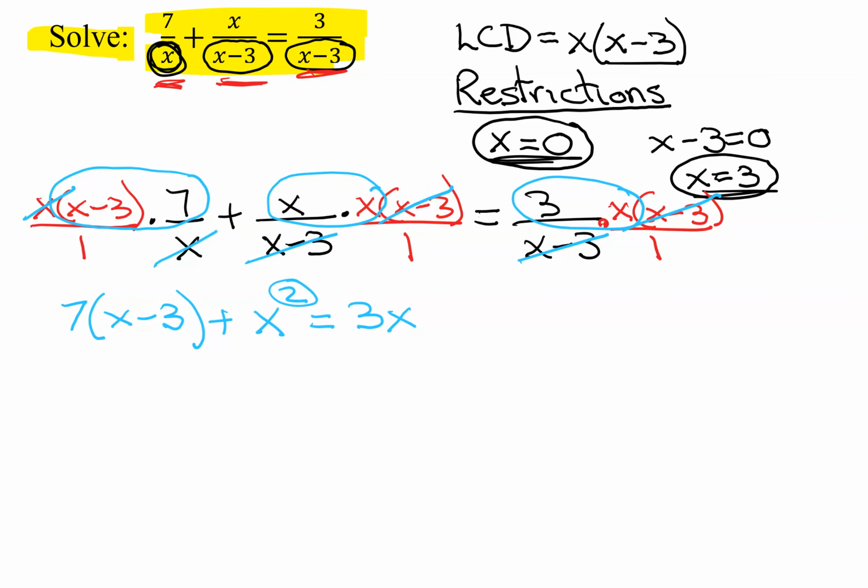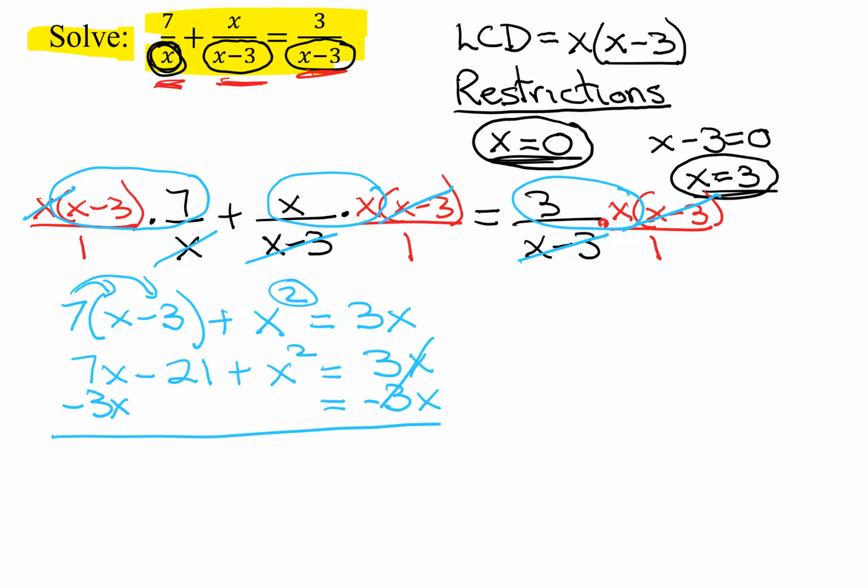So we need to clean it up. So I'm going to have to distribute in the 7. I get 7x minus 21 plus x squared equals 3x. I need to get 0 on one side because we want to factor this problem. So I'm going to subtract 3x from both sides. That will give me my 0 on the right-hand side. So 7x minus 3x is 4x minus 21 plus x squared equals 0.